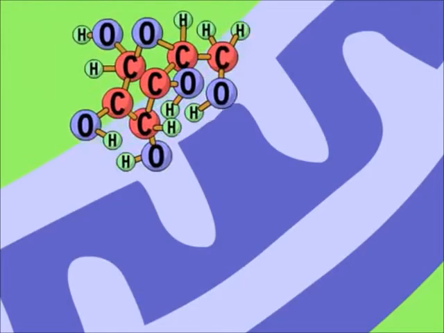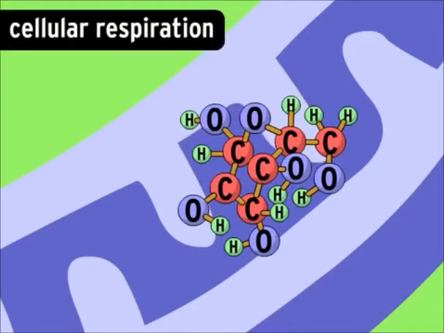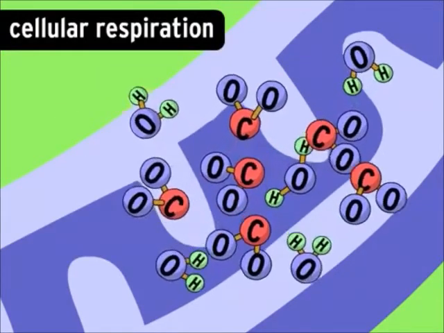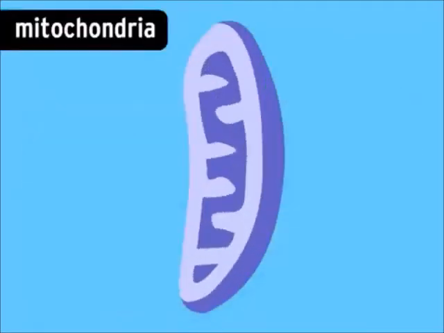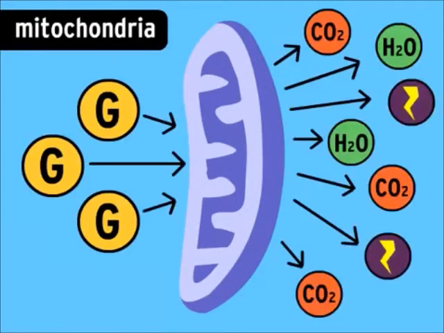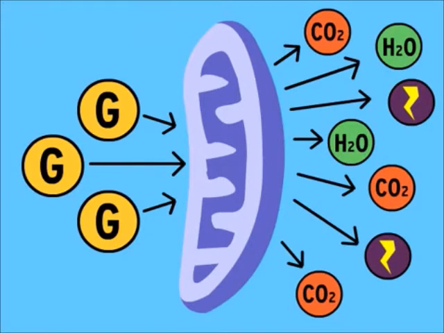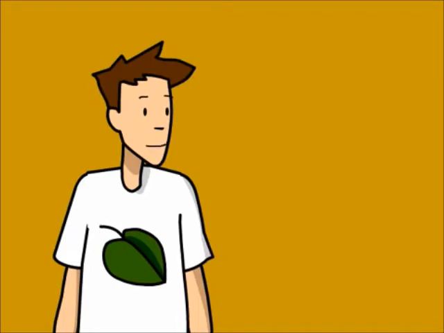But in order to use glucose, it has to be broken down. Cellular respiration is a series of chemical reactions that breaks down glucose and releases energy. This usually happens in a cell's mitochondria. As you can see in our diagram here, cellular respiration produces carbon dioxide, water, and energy. Speaking of energy, I need some breakfast.